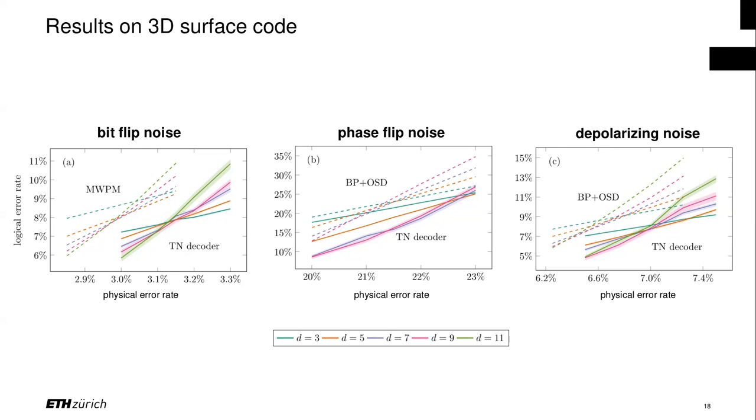Similarly for the loop sector and the depolarizing case, we compare to what we believe is the state of the art from what we could tell, which was BPOSD in both cases. And in both cases, we were able to beat BPOSD quite handily. Here in the phase flip noise case in the loop sector, the optimal threshold is around 23%. So the crossing point we get is somewhat closer to that, which is quite good. But you also notice that at higher distances, it starts behaving a little bit weird. You probably would have needed a larger bond dimension here.